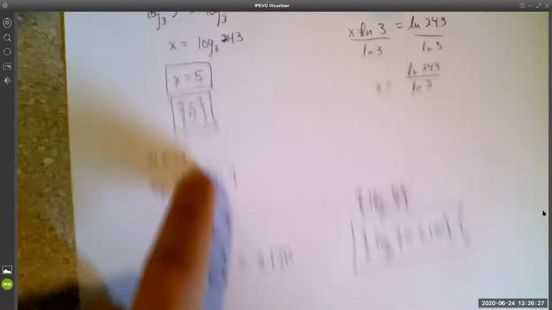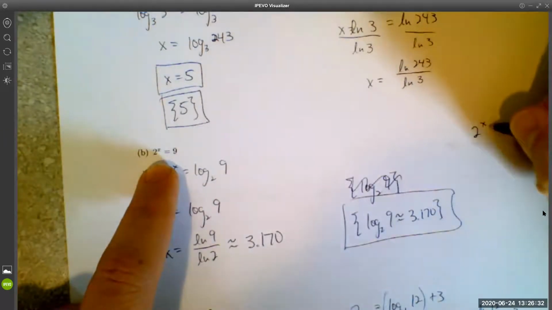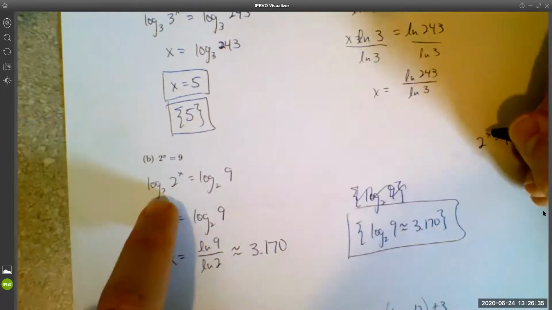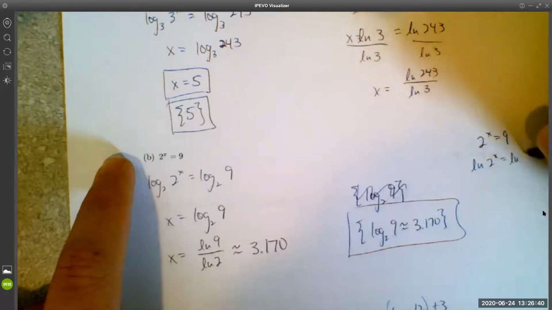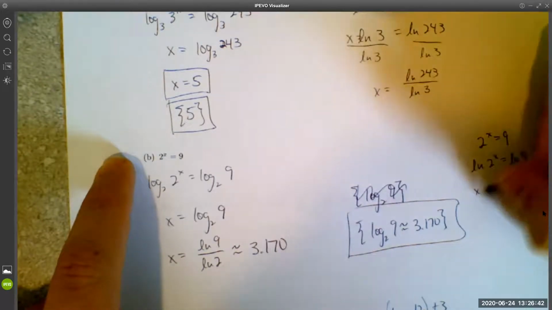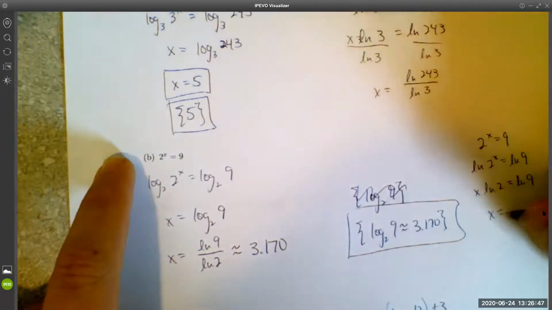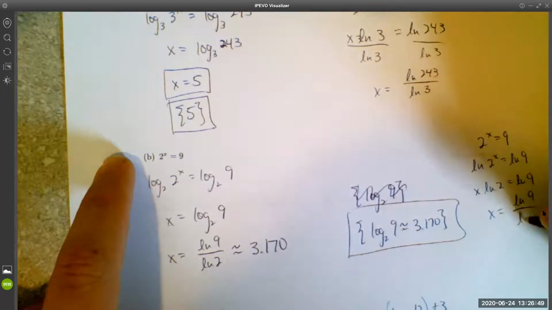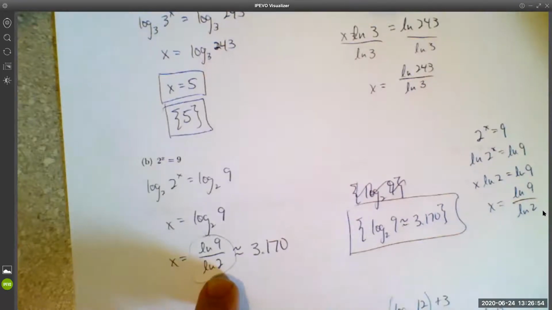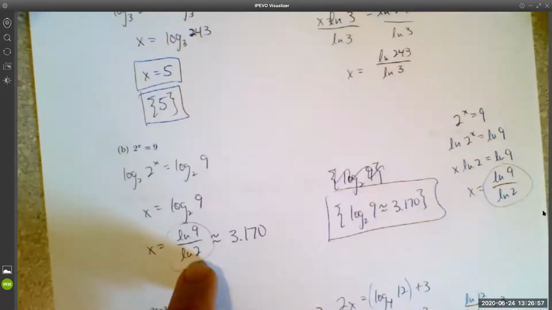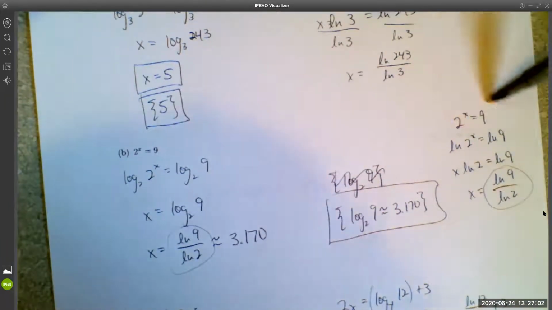Maybe an even more convincing one would be part B, because look at part B. Instead of trying to match the logarithm, log base 2, you could just take ln, then bring the exponent down, and then divide by ln 2. So x is ln 9 divided by ln 2. Well, look, that's exactly what you had to do in order to punch it into your calculator anyway, right? So a lot of times, especially in calculus, we kind of prefer to solve exponential equations this way.